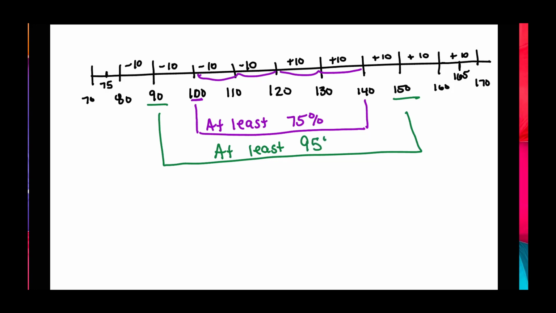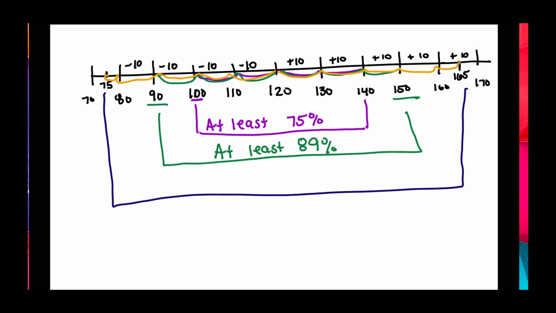95. I'm sorry, I said that wrong. 89%. And then if you go out 4.5, so that was out 3 each way, 1, 2, 3. If we go out 4.5, so that's from the center 1, 2, 3, 4.5, we're going from 75 to 165. That's at least 95% of the data.